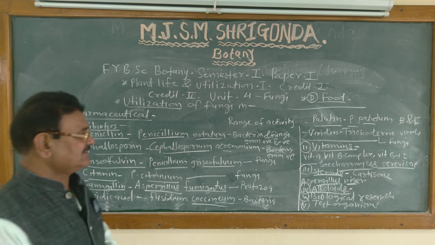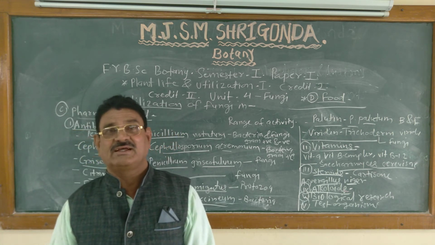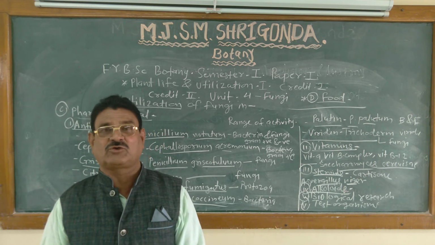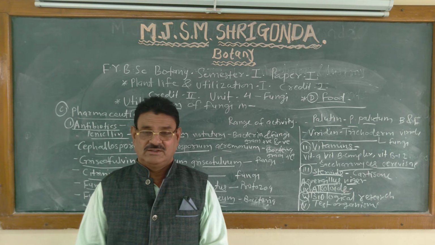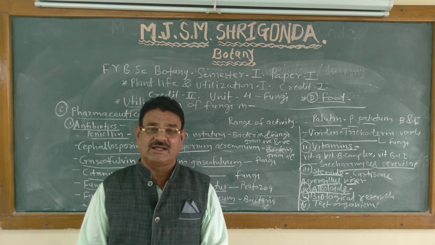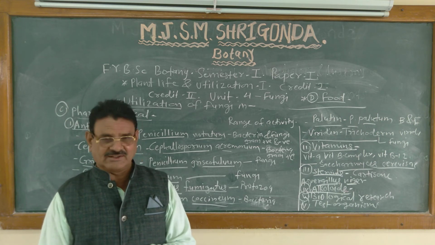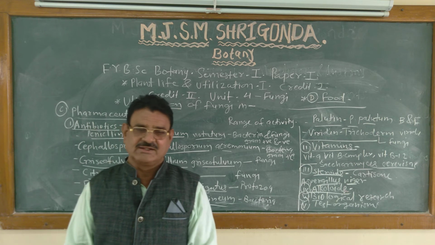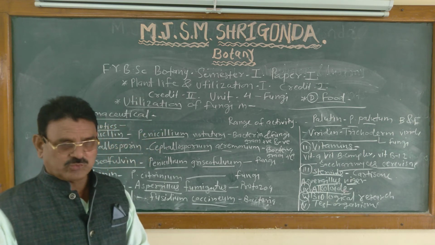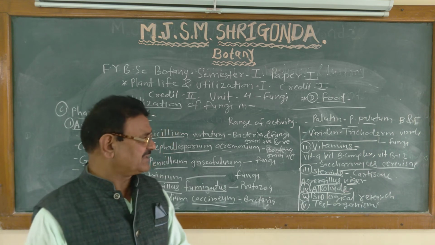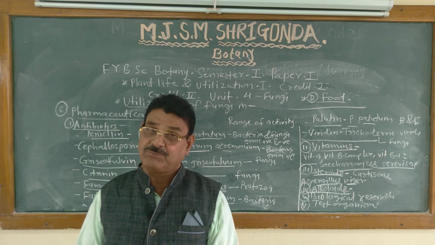The next point, biological research. Fungi like Neurospora and yeast have been used in the genetical and physiological studies. Neurospora and yeast fungi have been used in the cytological and genetic studies in the laboratory or for students. Then next point, test organisms. Some strains of Aspergillus niger are used to detect trace elements like zinc, copper, molybdenum. And Neurospora crassa has been used to detect vitamin B complex. These are fungi which are used in the utilization in pharmaceuticals.